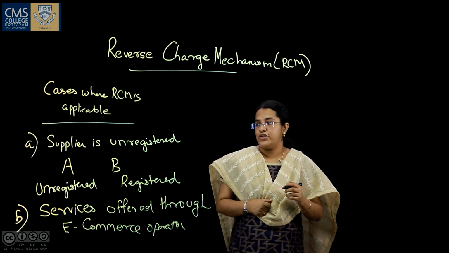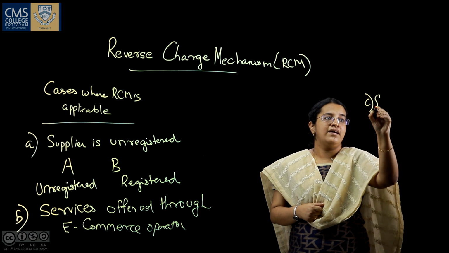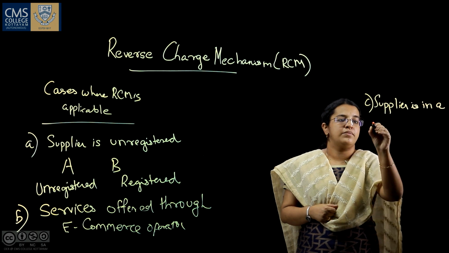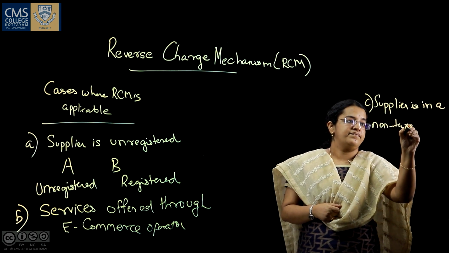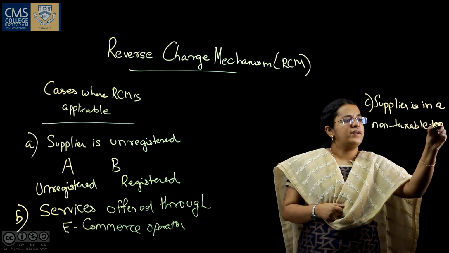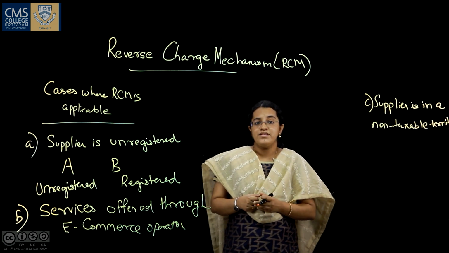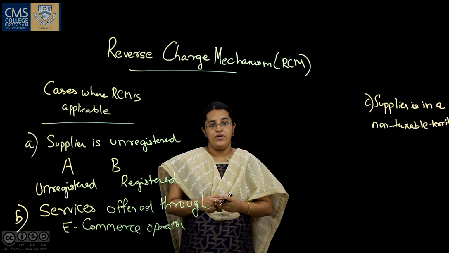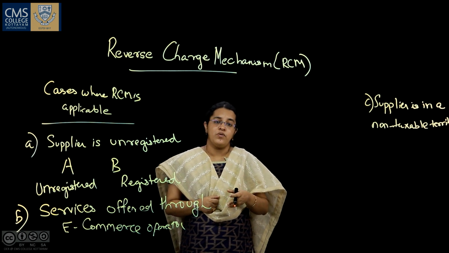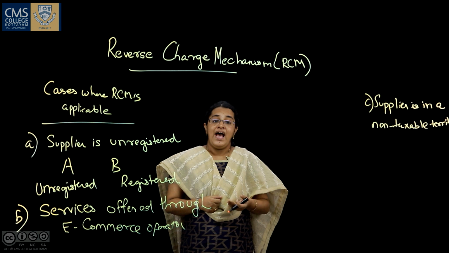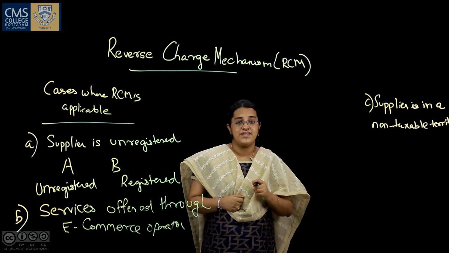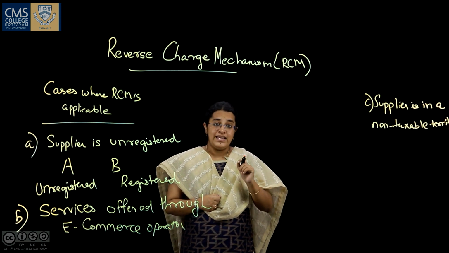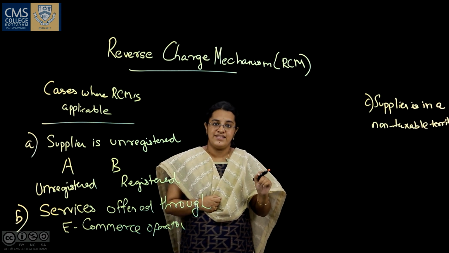Yet another situation where RCM is applicable is when the supplier is in a non-taxable territory. What is a non-taxable territory? A non-taxable territory is one in which the GST laws are not applicable. So, supposing the supplier is located in a non-taxable territory and the receiver of goods is located in a taxable territory, then the liability to pay tax falls on the receiver who is in the taxable territory.